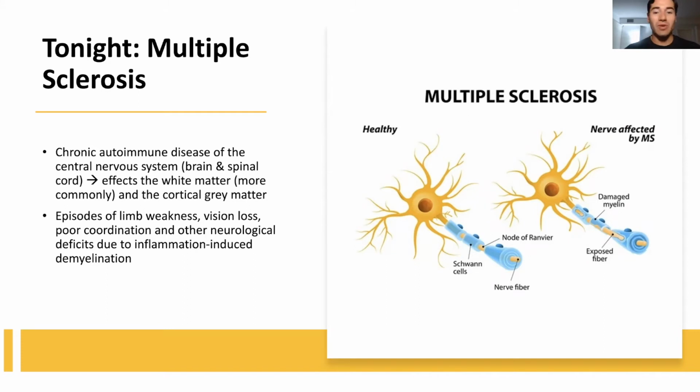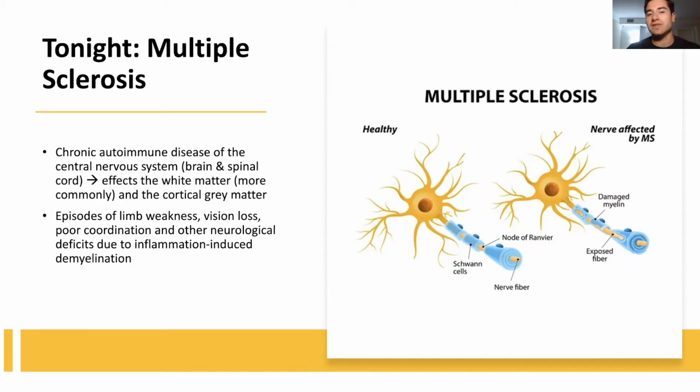MS. What is it? I guess that's probably a good place to start. So it is a chronic autoimmune disease. And that means that the body's immune system begins to attack itself. Chronically, it can happen acutely as well in the beginning, but normally you catch MS in the later stages when it becomes chronic. And so it's an autoimmune disease of the central nervous system.